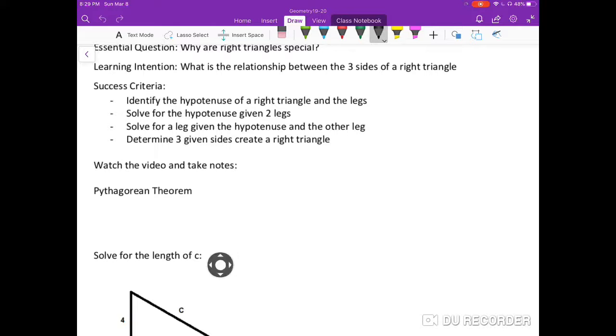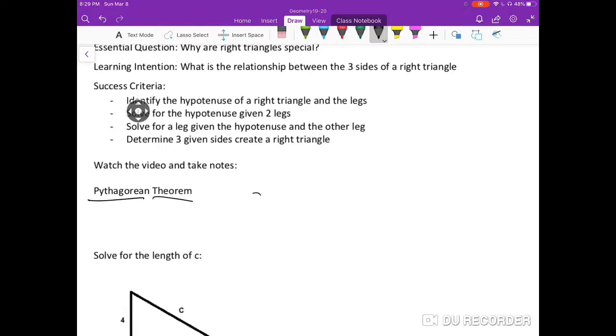So our success criteria to start, what do you need to know by the end of the lesson? You need to be able to identify a hypotenuse and the legs. We're going to solve for the hypotenuse. We're going to solve for a leg, and then we're going to decide if we have three sides that create a right triangle. So as we know, Pythagorean theorem is given to you.